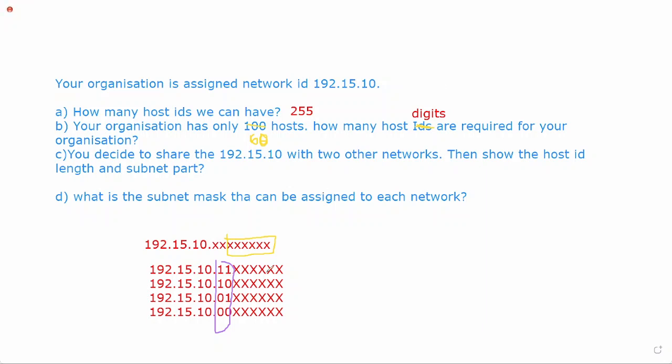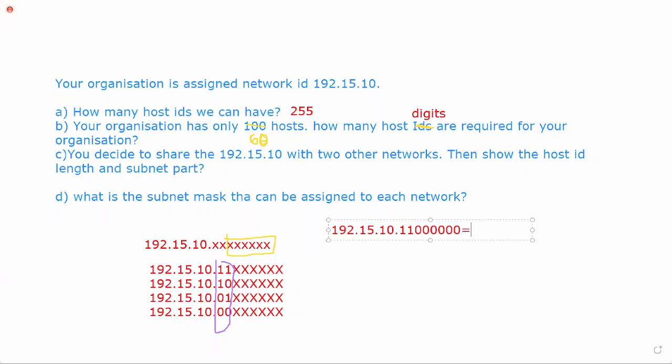What we do is, the network ID we have now is 192.15.10. That is common to all 3 networks, right? So we call it the subnet mask or network mask. That means we are going to create 3 different subnets or 3 different network IDs from this. So one will be, you put everything to 0 here, right? So let's say 192.15.10.11.000.000, right?